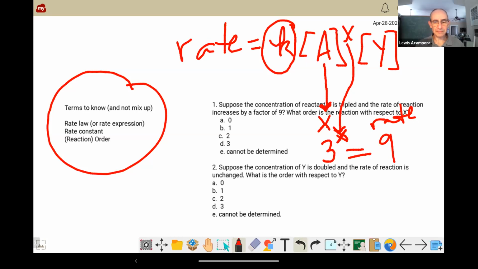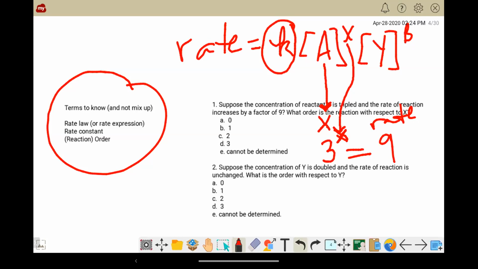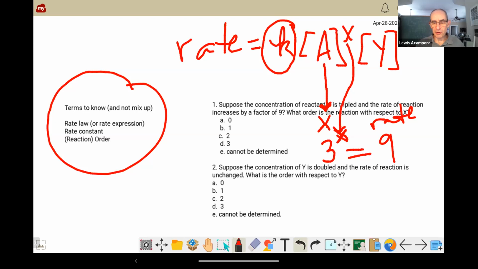See if you can try 2. Suppose the concentration of Y is doubled and the rate of reaction is unchanged. What is the order with respect to Y? I've relaunched the poll, and while students are thinking about this, remember the order does not mean a reaction goes fast or slow, and it's not that 0 order reactions go quickly or second order reactions go slowly or vice versa. They just tell you how the reaction rate varies when you vary the concentration of that particular reactant.